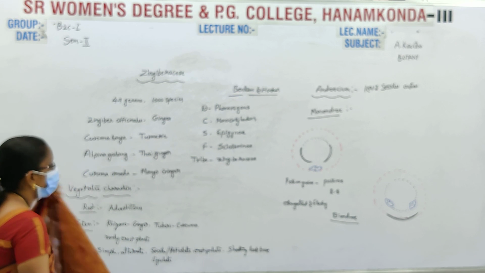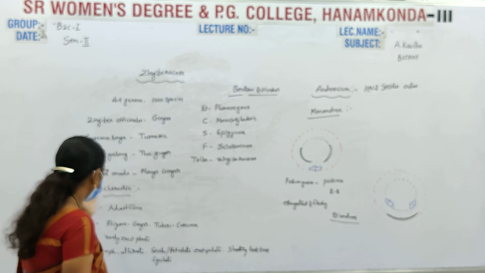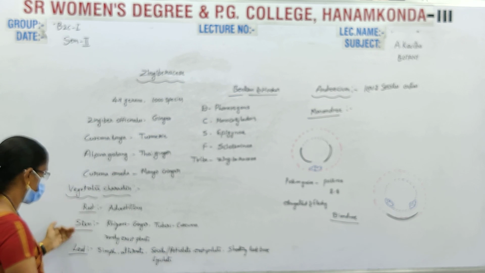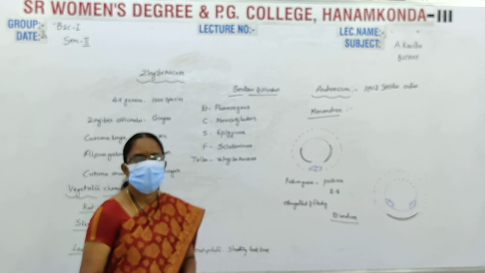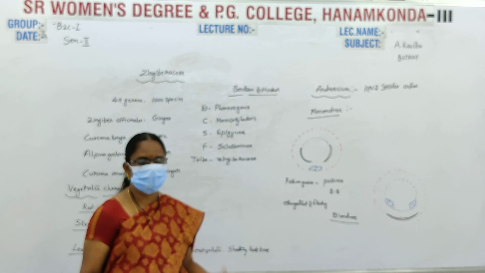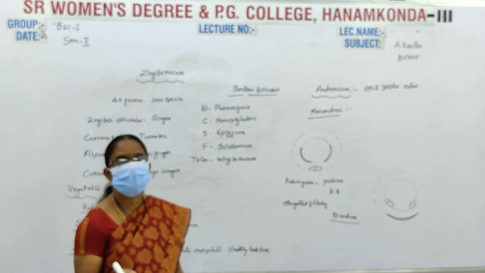This is the Zingiberaceae family. Vegetative characters: root, stem and leaf. And in the next class we will see the floral characters, inflorescence, and we will see the next class.